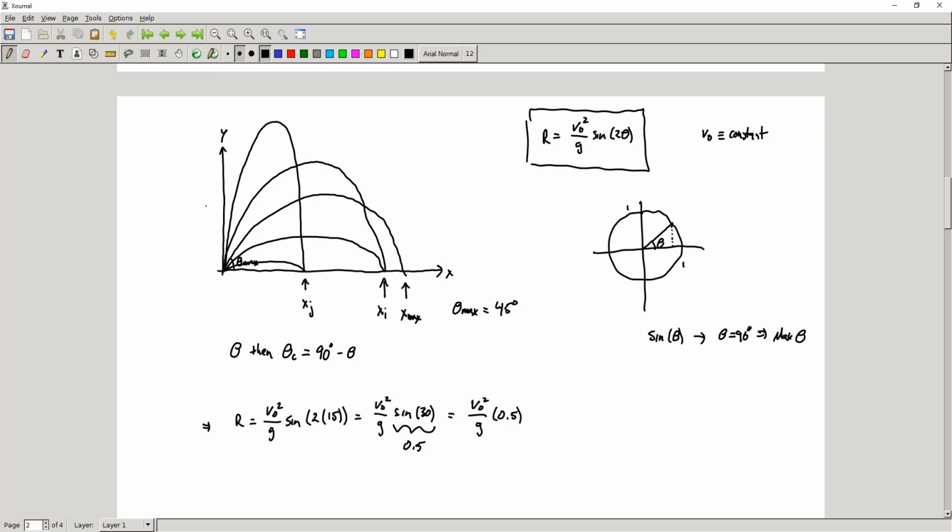But by using this idea here, we can see there's going to be another angle that's going to give us the same value, and we can see that here.